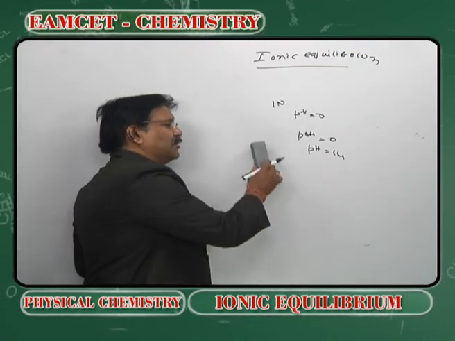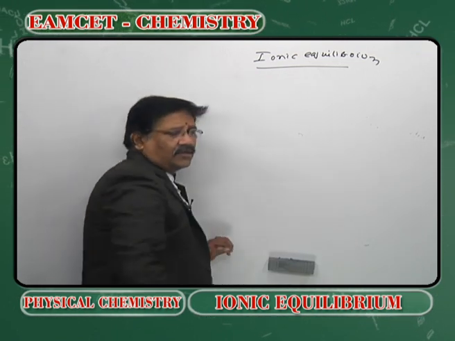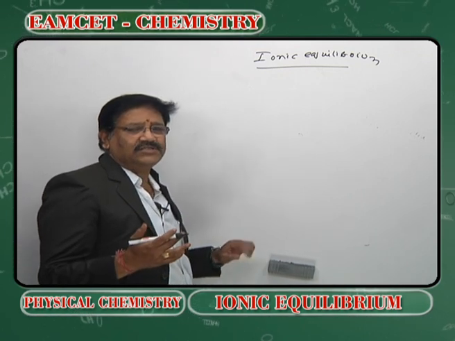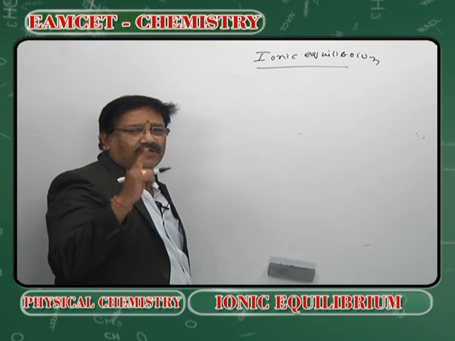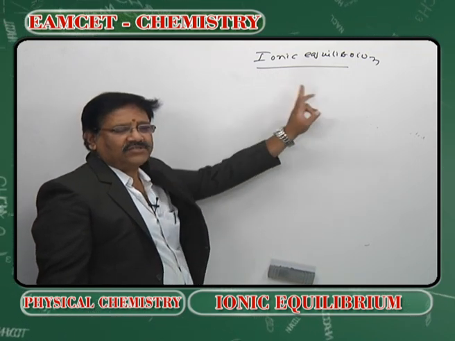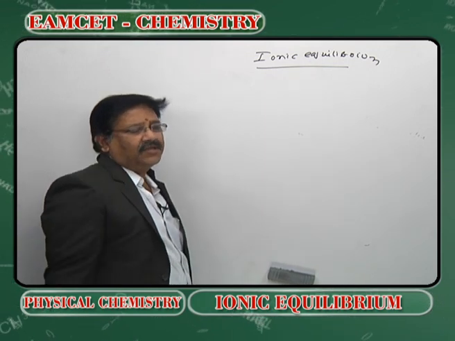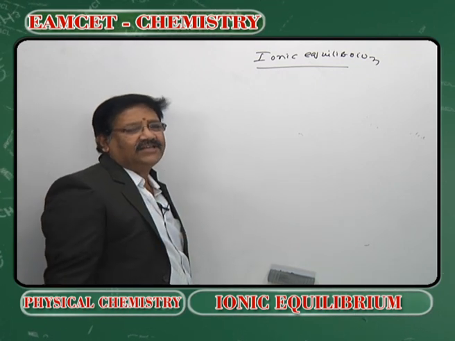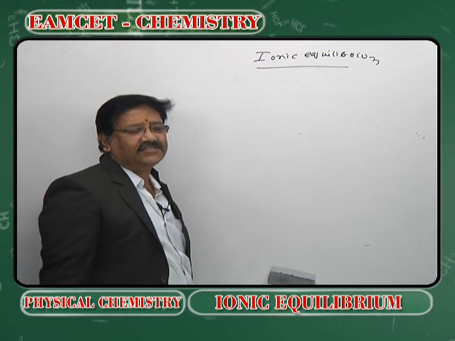Now in case of very dilute solutions of strong acids and strong bases, pH value will be nearly equal to 7. If it is an acid, it will be slightly less than 7. If it is a base, it is slightly greater than 7.